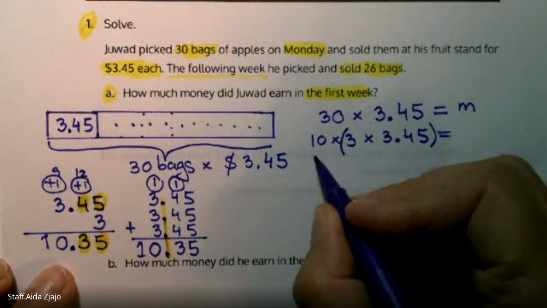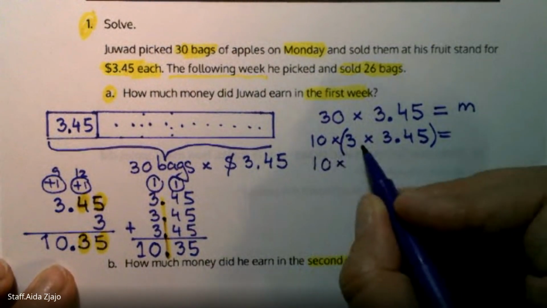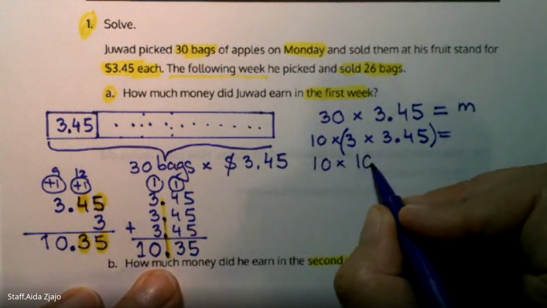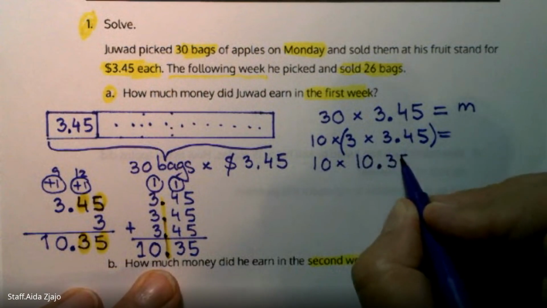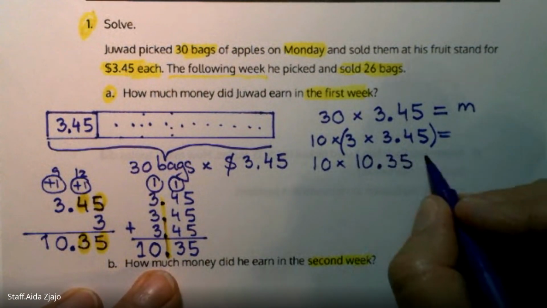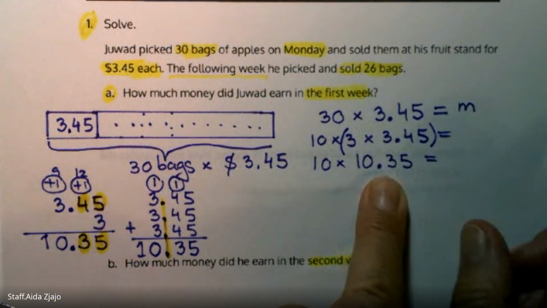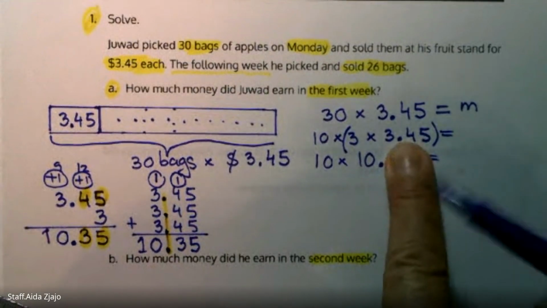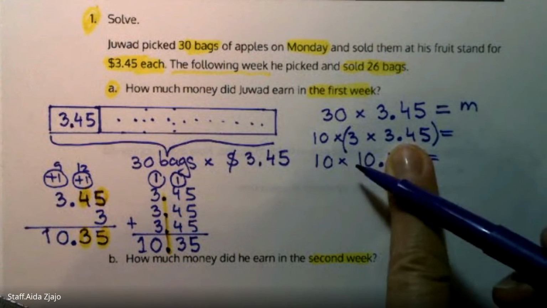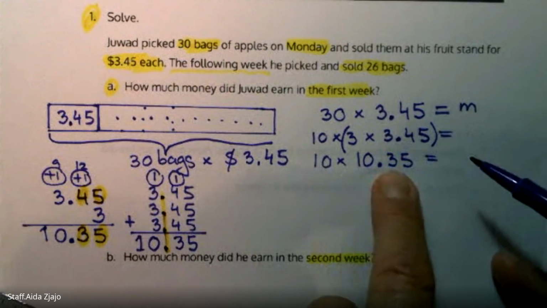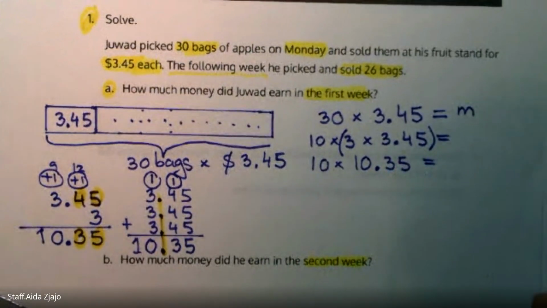So now 10 times 3 times $3.45 is 10 times $10.35. So now you can think about this number growing 10 times. If you imagine just 10, my answer has to be about 100, since 10 times 10 is 100. And then 10 times 0.35 makes it a little bit more than 100, correct?